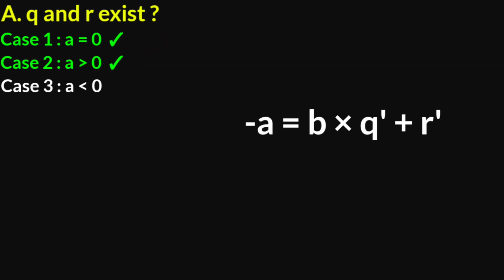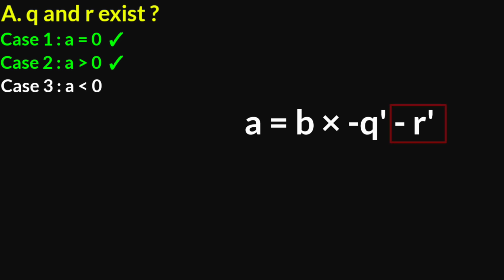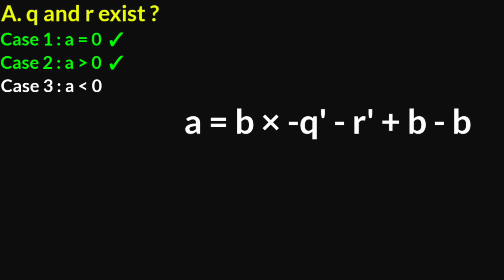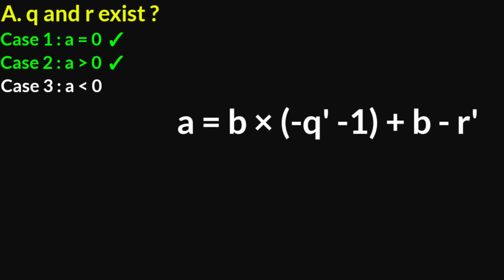We multiply both sides by -1. Q can take any value, so we're fine with it being negative instead of b, which is greater than 0. R, however, must be between 0 and b, which is a problem since r prime, which is a positive number, is being negated. Let's add b minus b, which is 0, changing nothing, of course. We factorize the minus b.